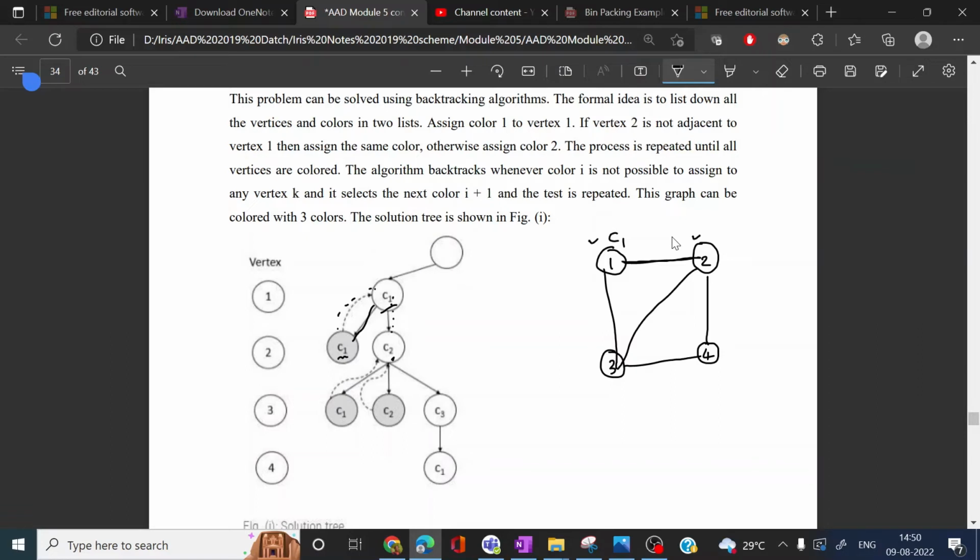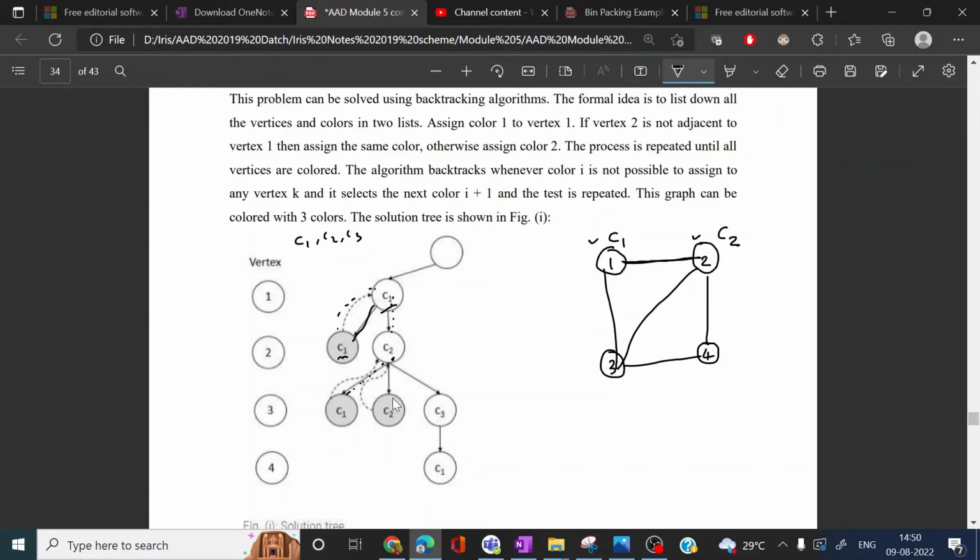It is possible, so it is assigned color 2. Now it will check for the other vertex, 3. Vertex 3 tries to assign a color. Every time it will try in the order C1, C2, C3. In that order only it will try from the beginning. So it will try to assign the color.